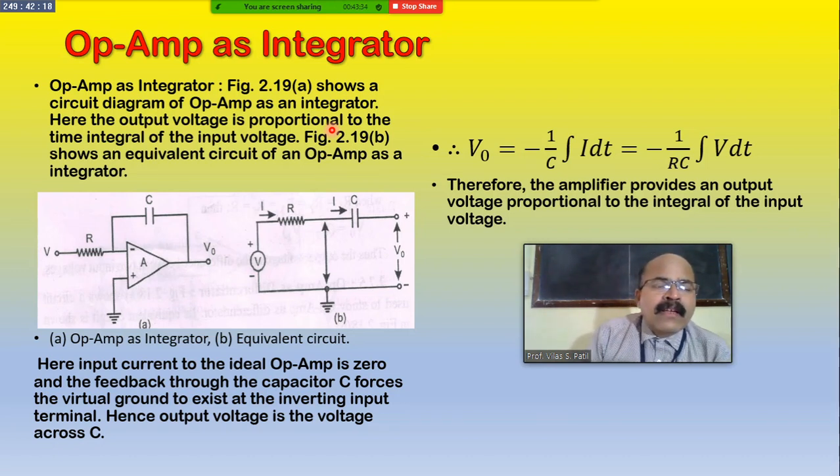See here, figure B is the equivalent circuit of the operational amplifier as an integrator. Here the change, compared to a differentiator, is that only the places of the resistors and capacitors are to be interchanged. To get the operation of the integrator, we have to check the diagram in which the resistors and capacitors have interchanged their places.